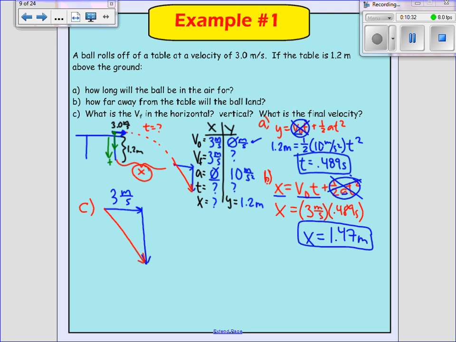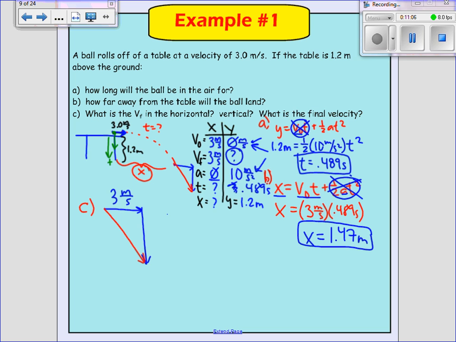The y velocity, on the other hand, we need to figure out. It's a question mark right here. We don't know what the y velocity is, but we can figure that out. Okay, let's think about it. Let's pretend that the ball is not rolling off horizontally, but it's just being dropped from the table. The y velocity will still be the same, regardless of whether we just drop it or it projects off horizontally. So let's figure out what that would be. I know the initial velocity is 0 in the y. I know the acceleration is 10. And I now know that the time is 0.489 seconds. We solved for that in A.